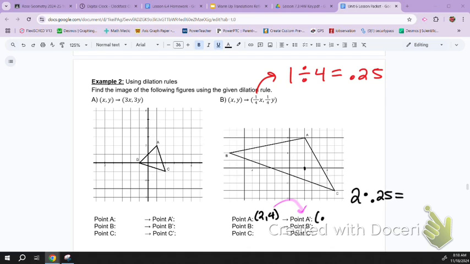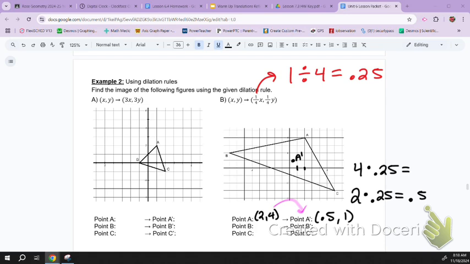0.5, thank you. 0.5. And then to get the y value, I'm going to do 4 times 0.25. Can you do that in your calculator? What are we going to get? 1. And so now I'm going to graph this point. It's at half, which is right in between 0 and 1. So here's A prime.